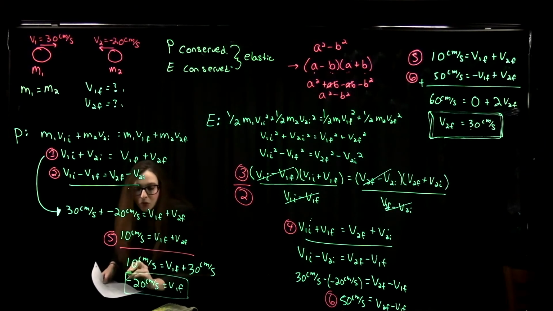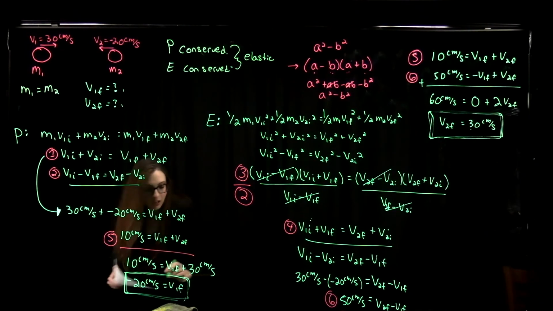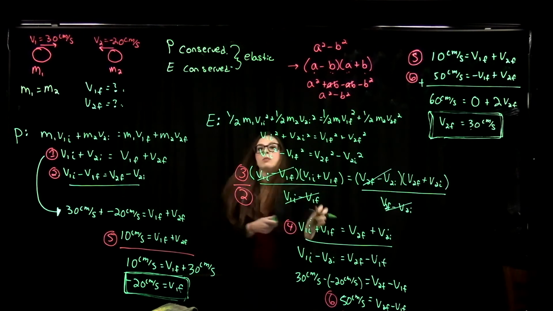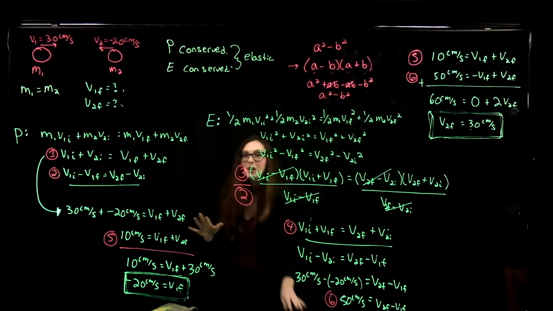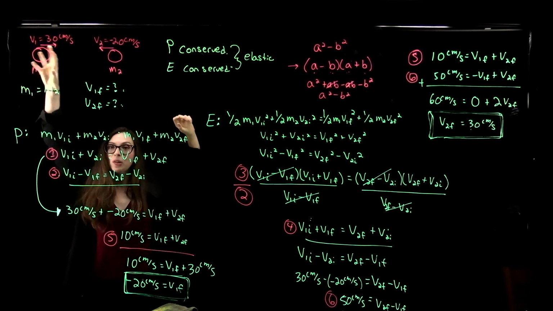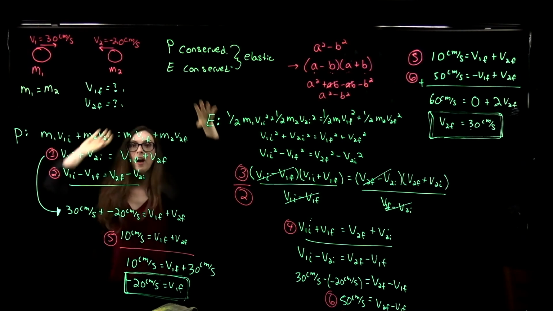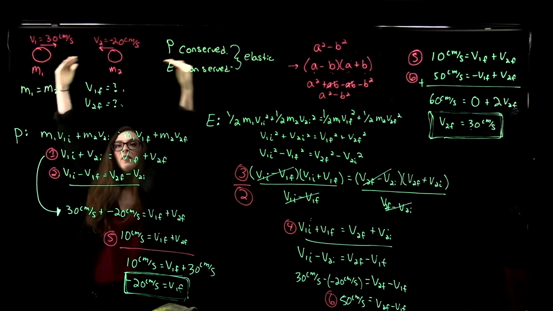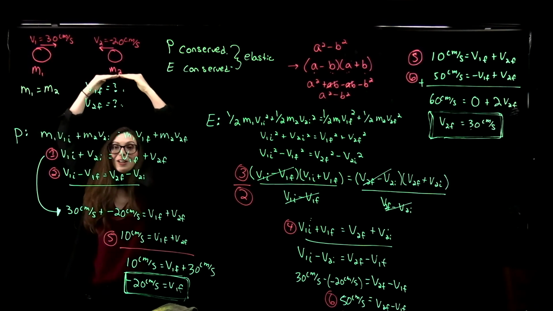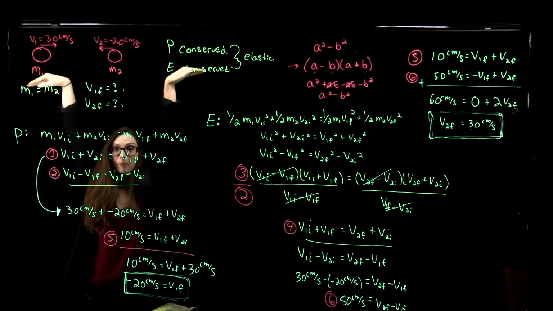Okay, so what happened here in our perfectly elastic collision? Energy is perfectly conserved. Momentum is always conserved in a collision. Our first mass with 30 centimeters per second moving this way, our second mass with 20 centimeters per second moving that way. They collide. They conserve energy. They conserve momentum. After the collision, they both go back in the opposite direction from which they came.